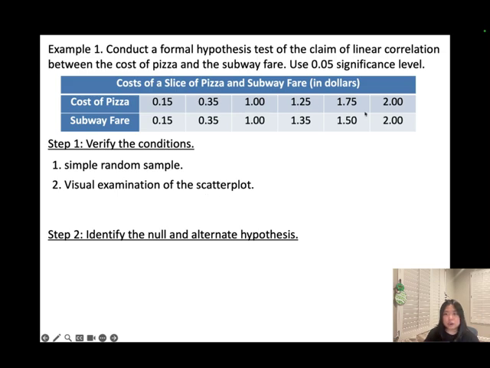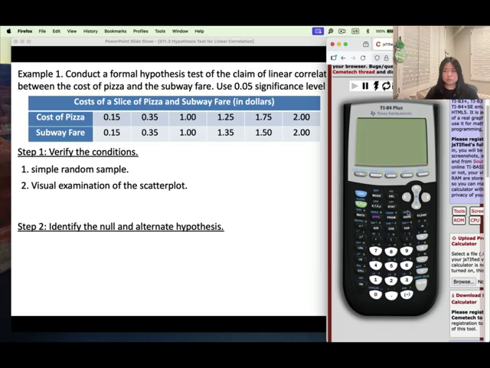Input this data on your calculator. L1 will be the cost of the pizza. L2 will be the subway fare. Okay, go to STAT, number 1, Edit. And then input the cost of the pizza in L1.